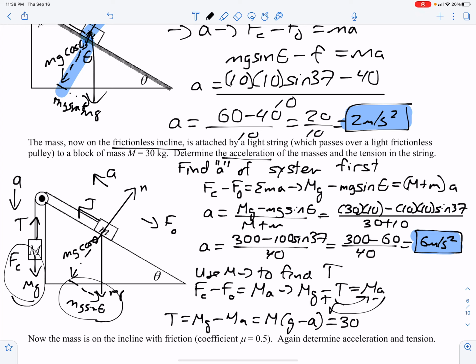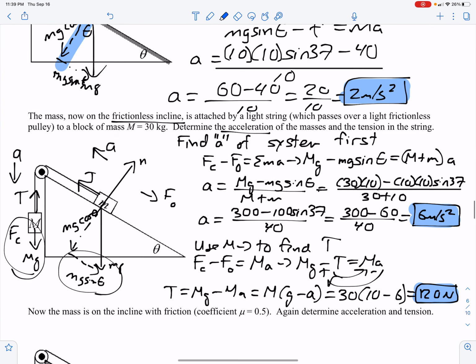That would be 30 times 10 minus 6. 10 minus 6 is 4, times 30 would be 120 newtons. And you would find if you used little m, you'd get 120 newtons of tension as well, if you had calculated that one too.